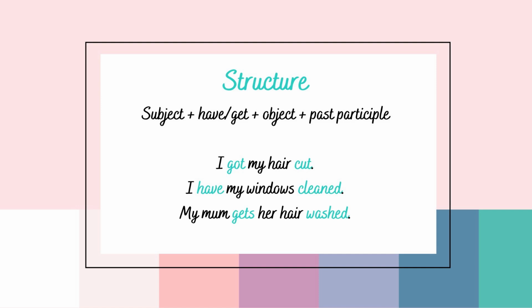Remember that we use the causative to say that someone did a service for you or someone did something for you, and we don't focus on the person that did it. For example, I got my hair cut, I have my windows cleaned, or my mum gets her hair washed.